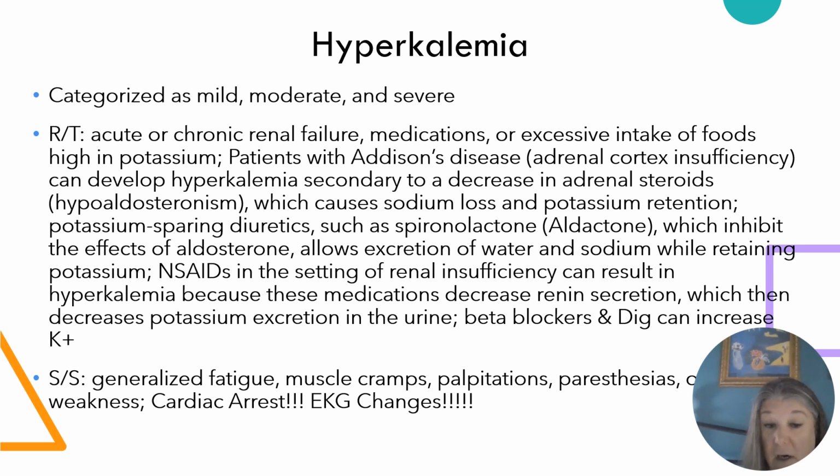NSAIDs can cause hyperkalemia related to renal insufficiency. It can play into that because the meds decrease the renin secretion. That's part of that whole RAS system, which we'll talk about. Signs and symptoms: generalized fatigue, muscle cramps, palpitations, paresthesia, sorry. That's that tingling, right? Like pins and needles tingling. We really worry about cardiac arrest related to hyperkalemia because of the EKG changes that we see.